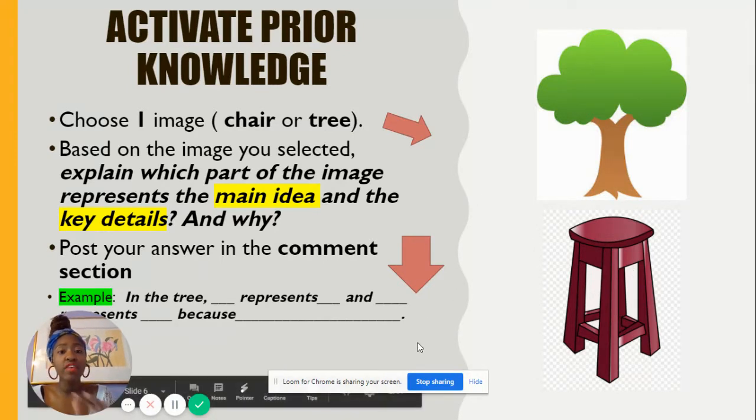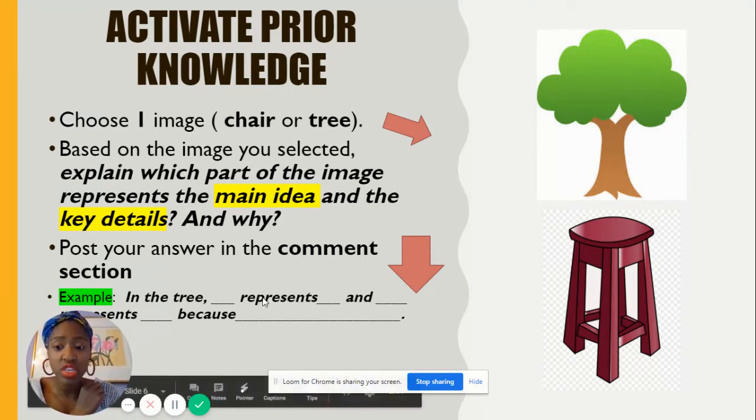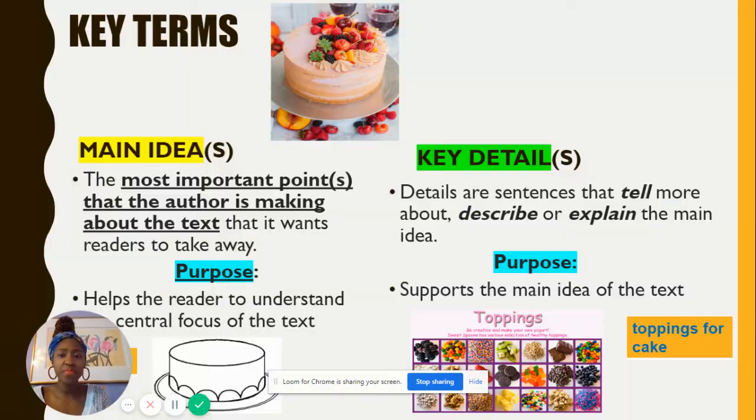So I'll go ahead and give you a few minutes and please make sure you comment on the comment section. So go ahead and take a few seconds and then we're going to keep moving on. So make sure you use this sentence starter. Now remember, I don't want you to select tree. You choose between tree or chair. And there's a reason why I'm having you do this activity. So I'll give you a few seconds. And if you ever need to pause this video, make sure you go ahead and do so. All right, let's go ahead and keep on moving.